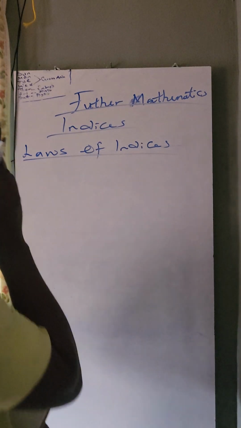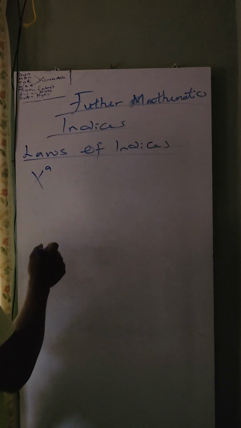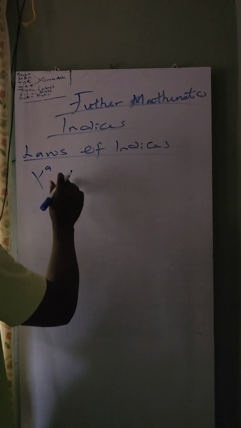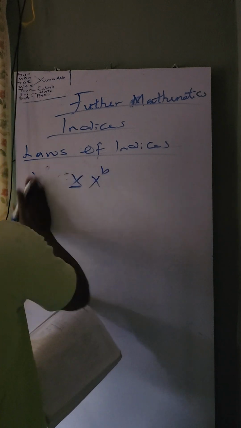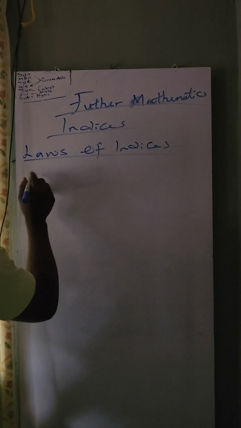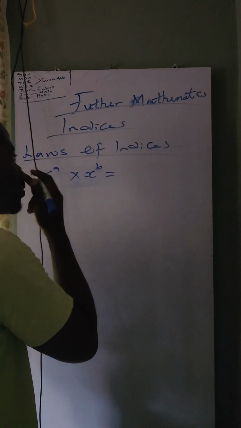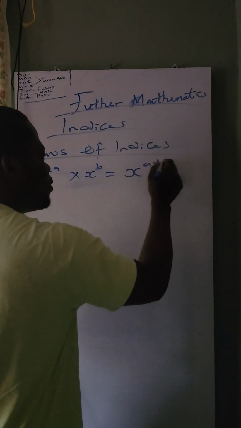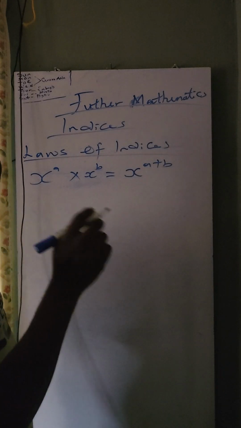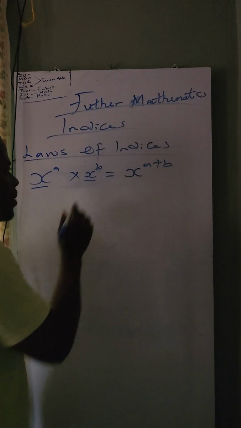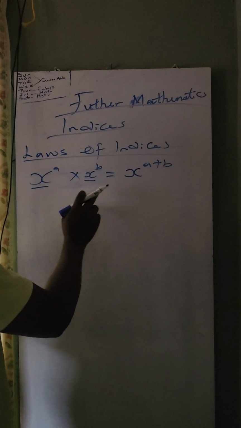The first rule I'll be stating: if you have x raised to power a multiplied by x raised to power b, this will give me what? x raised to power a plus b. You have to be very mindful of something. If you observe here, I'm able to do this because I have the same base. The same what? The same base. That's why I'm able to do this.